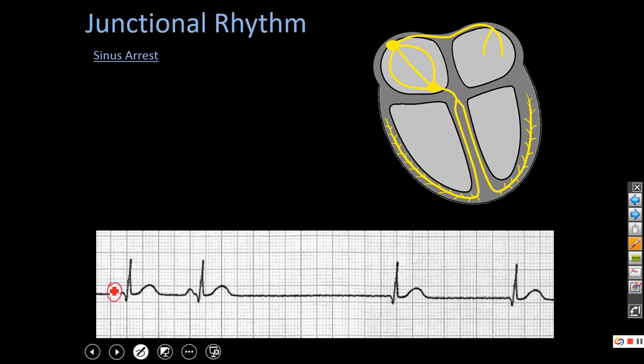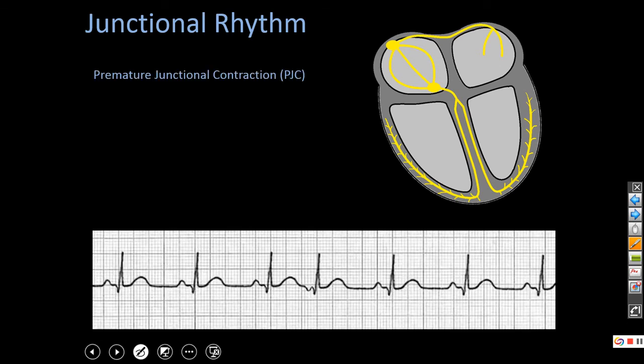Okay, sinus arrest. So the SA node is pacing, you can see here, and all of a sudden there's nothing. And then junctional rhythm ensues.